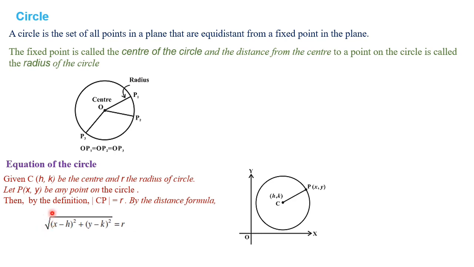Left side there is a square root. If you want to remove the square root, what we can do is just square it. When we square, this square root will be gone and here r square will be coming. That means (x minus h) the whole square plus (y minus k) the whole square is equal to r square. This is the general equation of a circle.